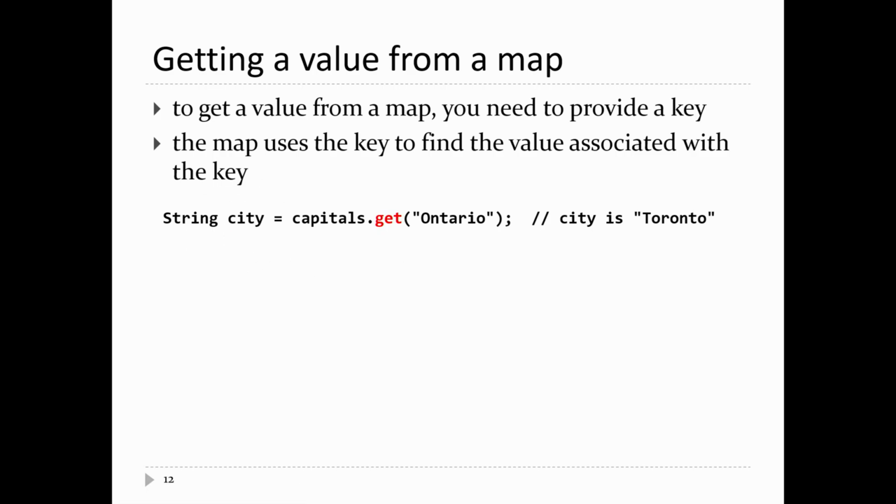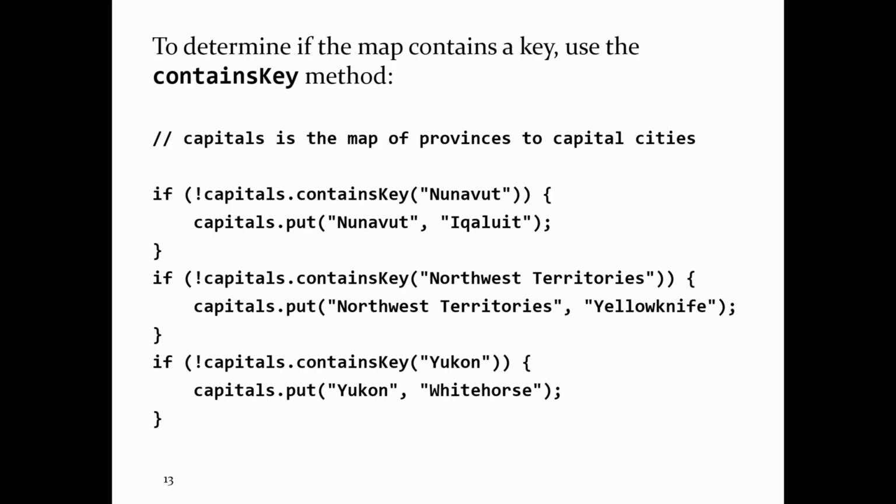If you'd rather get back a true or false value, use containsKey instead. So containsKey returns true or false. Does it contain that key there? Here I'm asking the map, do you contain the key Nunavut? And if you do not, so the not is in the front, we're going to put Nunavut and its capital city into the map. So we put Iqaluit in with Nunavut, and we do the same thing with the other territories, the Northwest Territories and the Yukon as well. So containsKey, true or false, if the key is in the map.